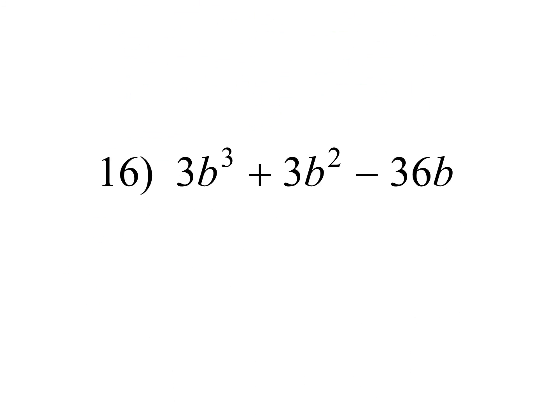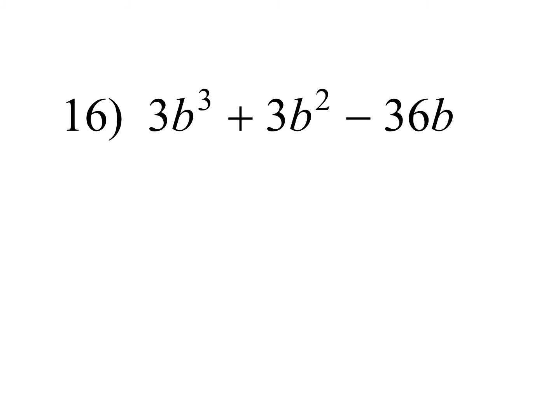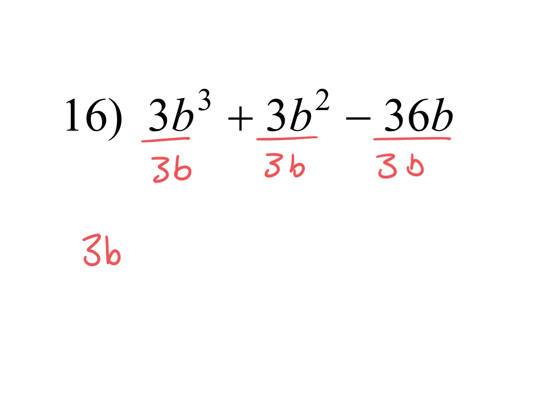All right, 16. Do I have a greatest common factor that I could take out? 3. Can I take out any b's? How many? 1. My smallest amount of b's is 1, so I can take out 1. So I'm taking out 3b. What's 3 divided by 3? 1. And if I have 3 b's and I take 1 away, how many am I left with? 2. If I have 2 b's and I take 1 away, how many am I left with? 1. And what's 36 divided by 3? 12.